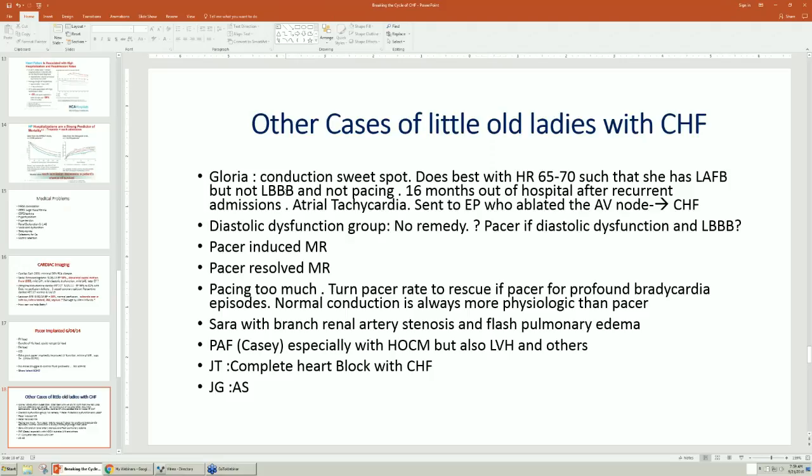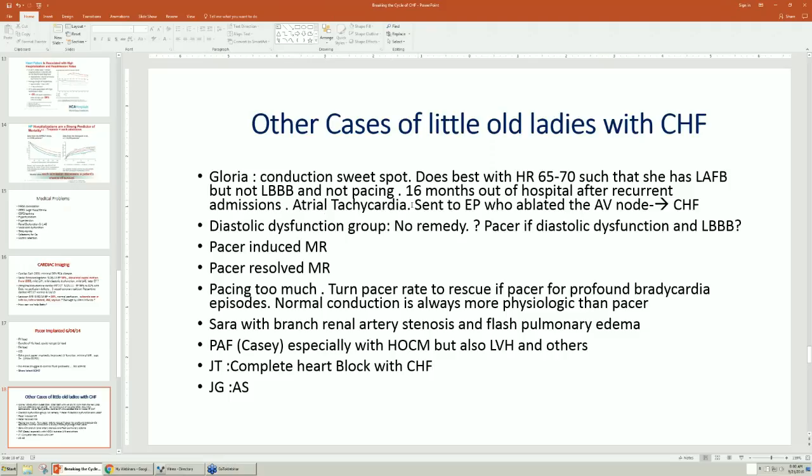We succeeded in keeping her heart rate in this 70 zone, and the pacer turned off until she got really, really slow. And so we did pretty well, and we kept her out of the hospital for 16 months, which was a record for her. And then she developed an atrial tachycardia.